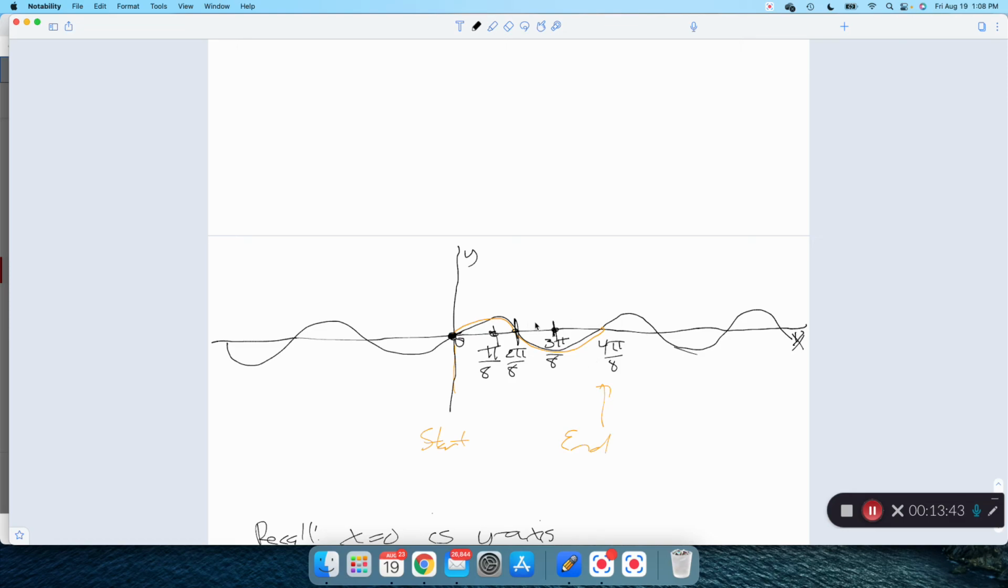We could keep going if we wanted to. We could say, okay, there's 5 pi over 8, 6 pi over 8, and so forth. 7 pi over 8. We can keep going as long as we want. I want you to go at least one complete cycle on either side of the y-axis. So let's go backwards. We're counting backwards. -1 pi over 8, -2, -3, and -4.